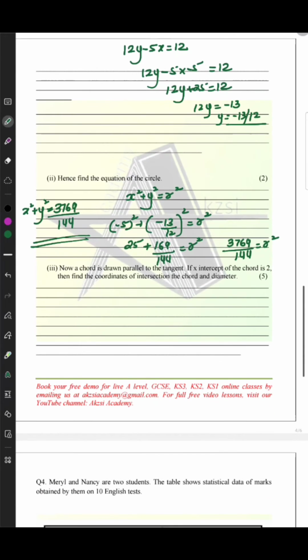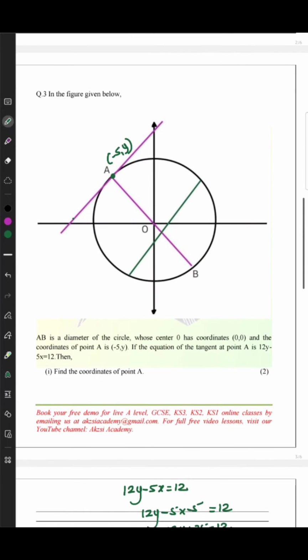Part II says, now a chord is drawn parallel to the tangent. If the x-intercept of the chord is 2, then find the coordinates of the intersection of the chord and the diameter. Okay, understand this one. It says there is another chord that is drawn parallel to the tangent. So this chord they are talking about is drawn parallel to the tangent.